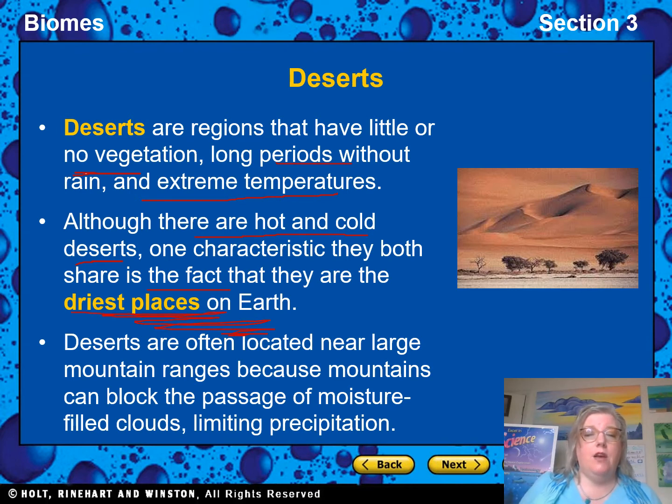They're most often located near the big mountain ranges because the mountains can block the passage of moisture-filled clouds, limiting precipitation. Do you remember when I tried to show you the picture of the United States here?